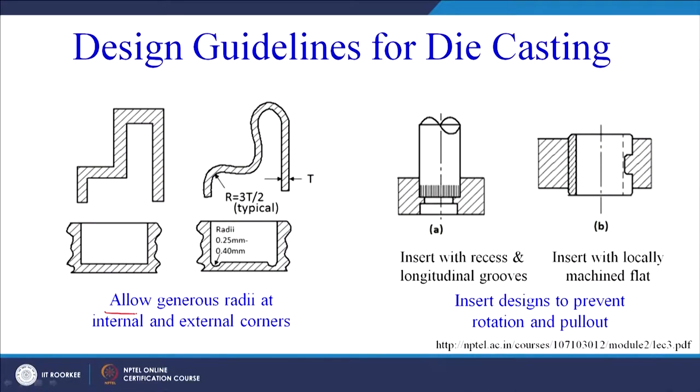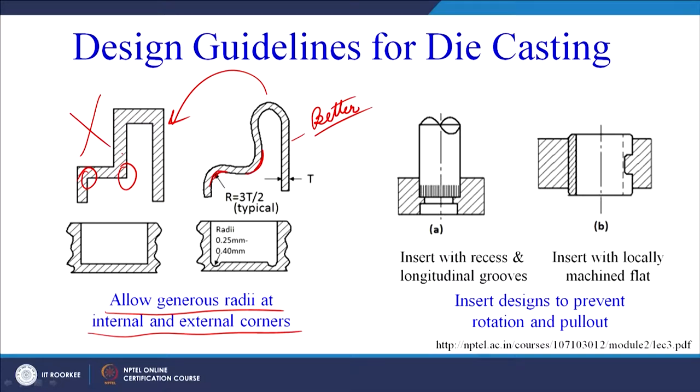In previous cases we could modify the design of our product to avoid the formation of shrinkage cavities. Similarly, in die casting also we can modify the design in order to avoid defects. One of the guidelines is to allow generous radii at internal and external corners. Here there are sharp corners and here a rounded corner, again a sharp corner and a rounded corner. So this is a better design as compared to this design. This is not recommended for die casting, and this is recommended for die casting. Similarly here also sharp corners are there, and here radii are provided, a better design from the die casting point of view.